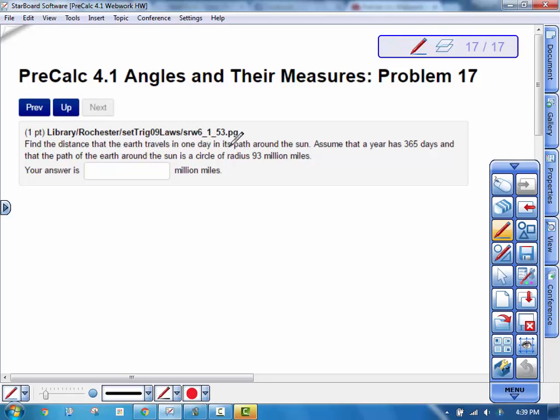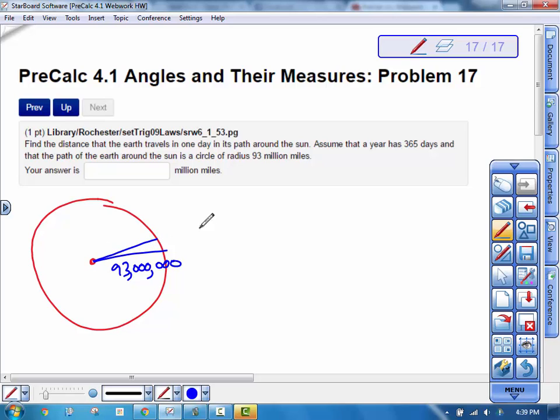Okay, the next problem says find the distance that the Earth travels in one day around its path around the Sun. So it says it's a circle. Actually, it's an ellipse, but close enough. Let's assume that it's a circle. So we have 93 million miles for the radius. And we're going to travel just in one day. So that little distance right there is 1/365th of 360 degrees, a full turn, or of 2 pi if we want to be in radians. And we do because we want to use S equals R theta, where this is in radians.